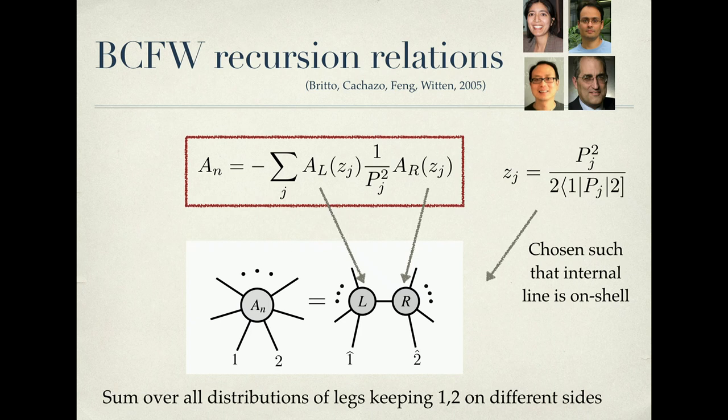So it's a subset of all factorization channels, because there are also the ones where they are on the same side. You can see that it's recursive, because in order to calculate this amplitude, you need to know all lower point amplitudes, because left and right, this is an input. But once you know all lower point amplitudes, you can reconstruct the higher point amplitude. So therefore, these are recursion relations.